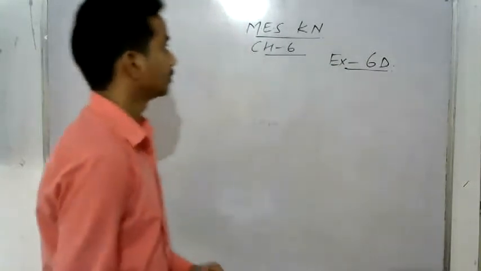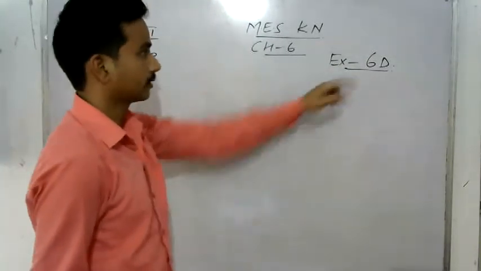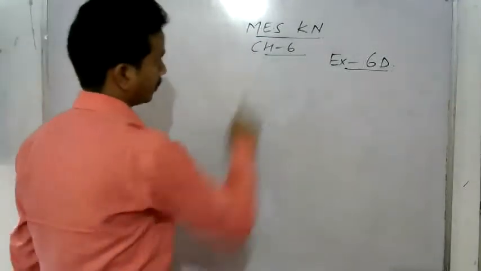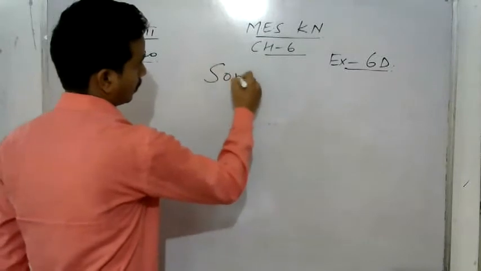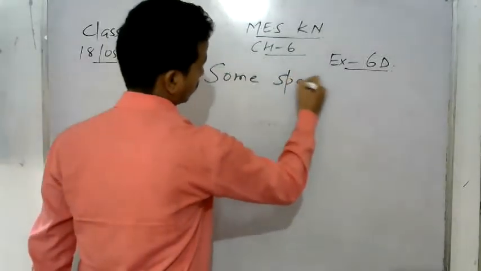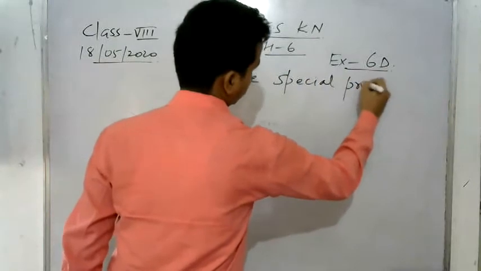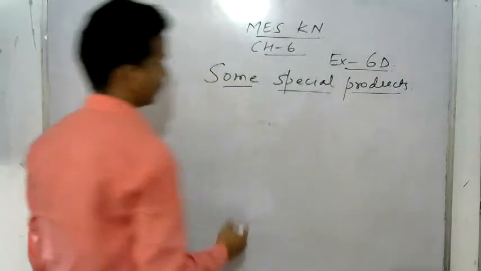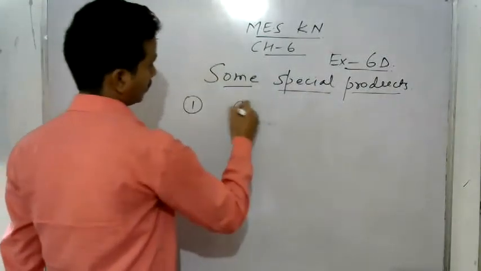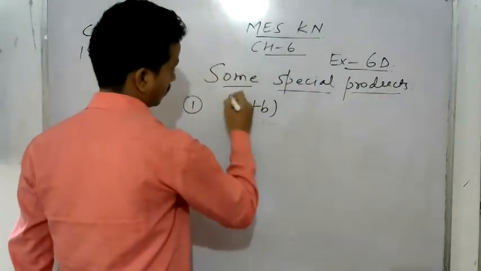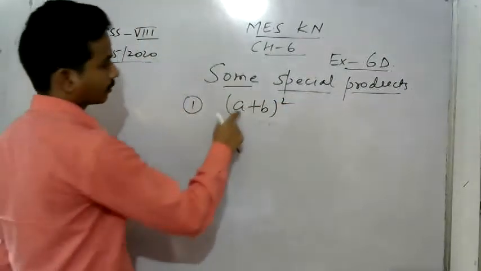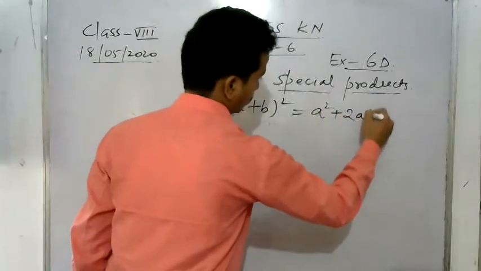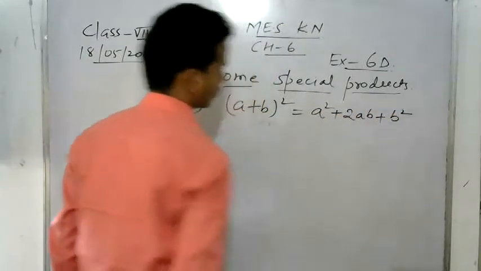So today we are going to start exercise 6D. Okay. So we are going to learn some special products. Okay. Some special products. So number one is (a plus b) whole square. Whole square of a plus b equals a square plus 2ab plus b square.